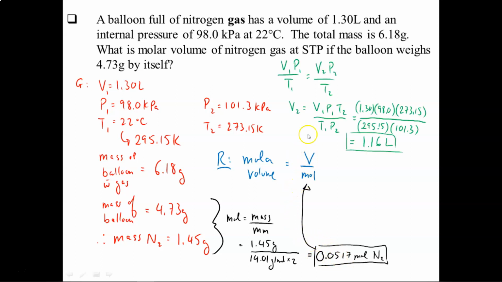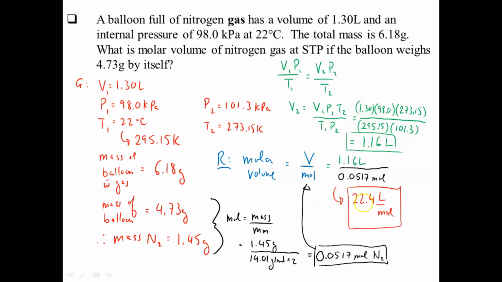To solve for volume, I'm going to use the combined gas law because nothing here remains constant. In this case, we already have V1, so we're going to be solving for V2. Rearranging this equation to solve for V2, we get this. I can then substitute my values in, and I get 1.16 liters for volume 2. Substituting these values into the equation, we get 22.4 liters per mole as the molar volume of nitrogen gas at STP.